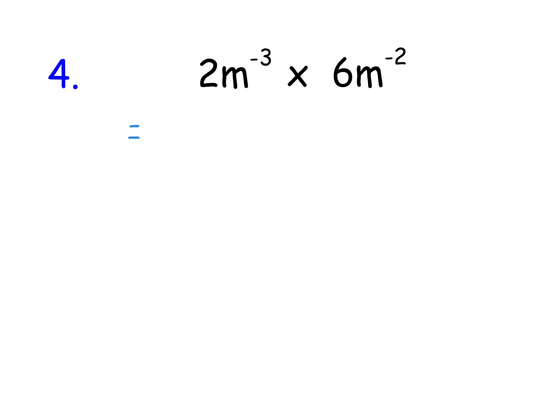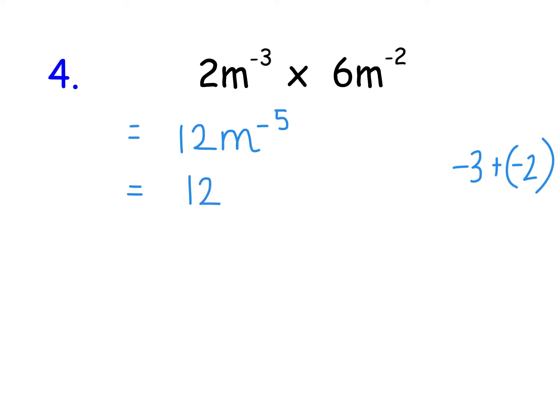Okay, let's make it a wee bit harder now. So let's bring in a multiplication one. So we're going to multiply the 2 and the 6, which gives us 12. And then you've got m. Now remember, you're adding the powers here. So what we've really got is minus 3 add minus 2. So collectively that is minus 5. So we've got 12m to the negative 5. And to write that with positive powers, the 12 stays put, the m goes below, and it turns to positive 5. So 12 over m to the power 5.